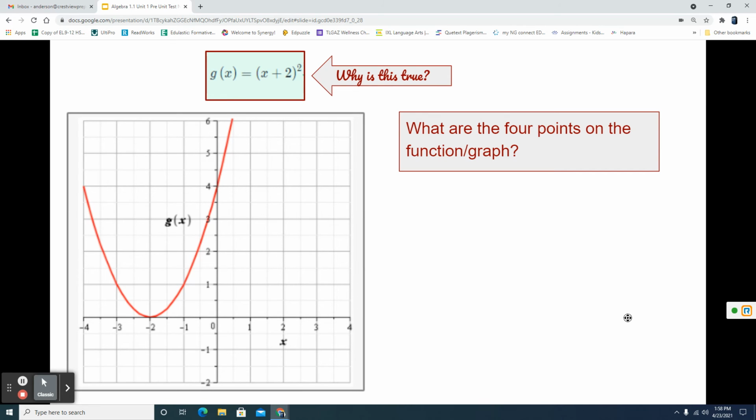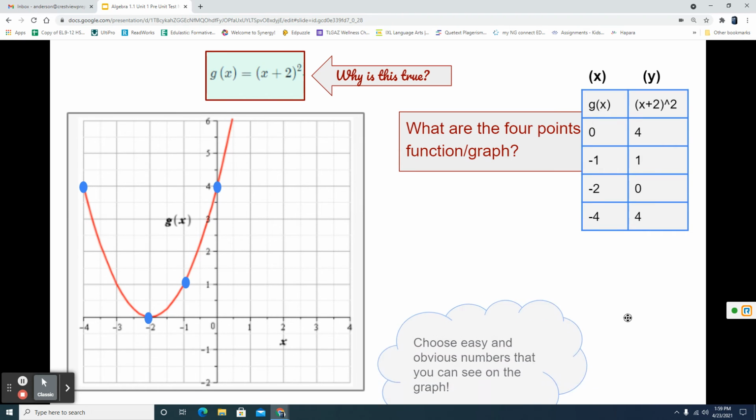Why is that function true? G as a function of x equals x plus 2 squared. First, what are the 4 points on the function on our graph? What are the 4 points on this parabola? We've got 0, 4. We've got negative 1, 1. We've got negative 2, 0. And we have negative 4, 4. I picked those because they are simply the easiest ones to see.